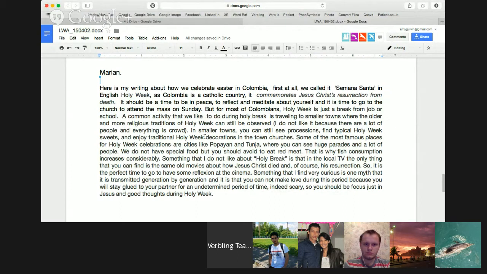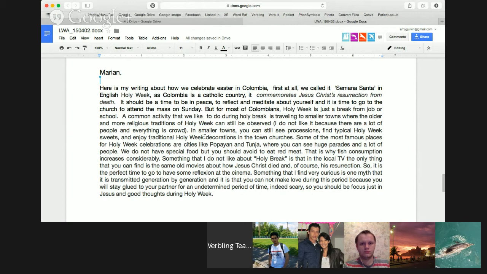It should be a time to be in peace, to reflect and meditate about yourself, and it is time to go to the church to attend the Mass on Sunday. But for most Colombians, Holy Week is just a break from job or school. A common activity that we like to do during Holy Break is traveling to smaller towns where the older and more religious traditions of Holy Week can still be observed. I do not like it because there are a lot of people and everything is crowded.